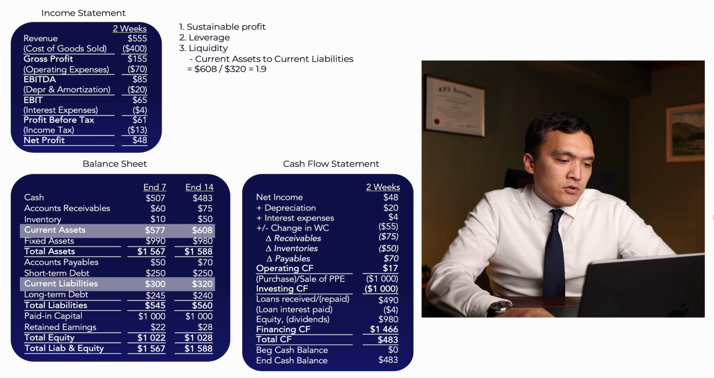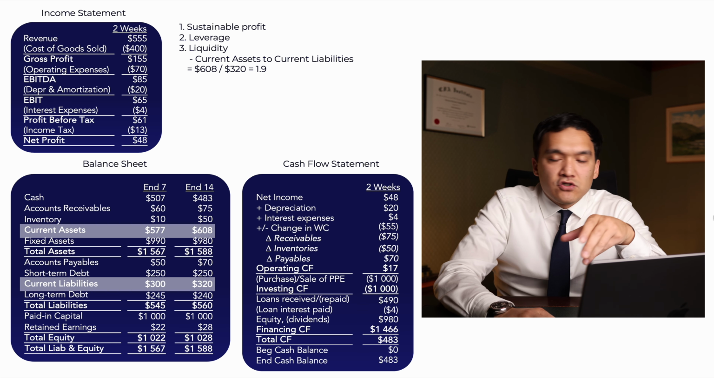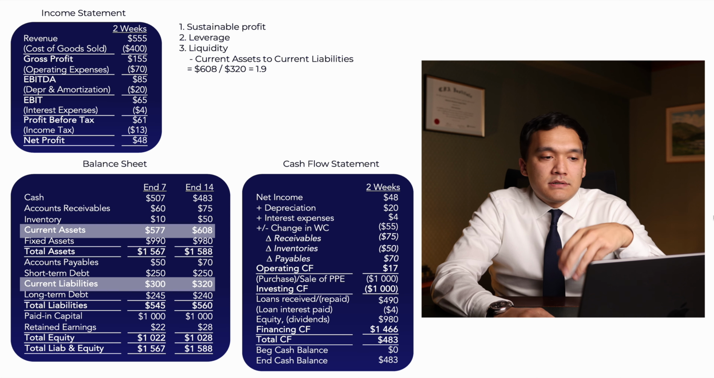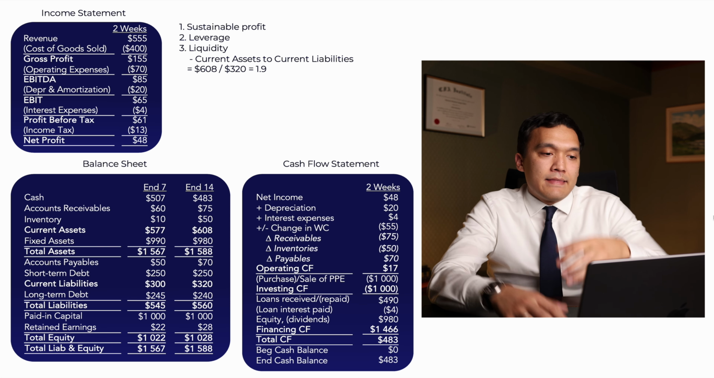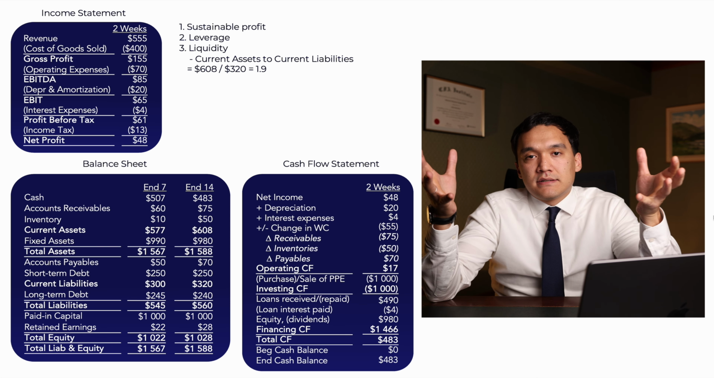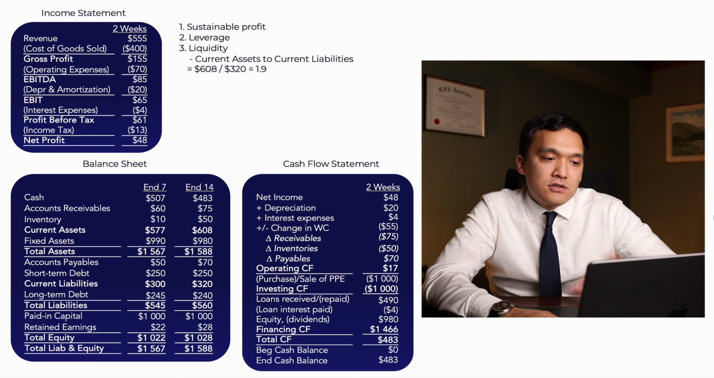And in this case, I would look at current assets over current liabilities. And in our case, we have 1.9, and usually current ratio above 1.4 is considered acceptable. And that would mean we have more current assets than we have current liabilities, which is always a good sign.